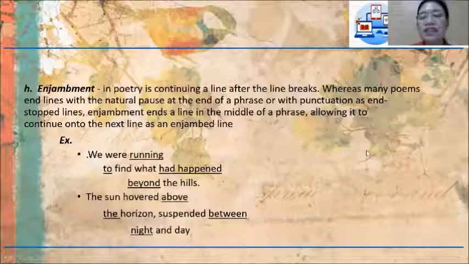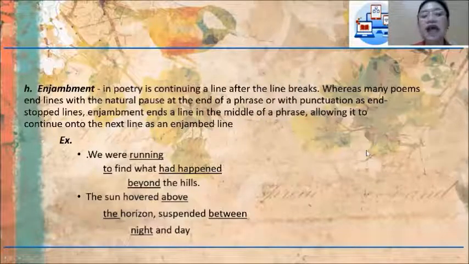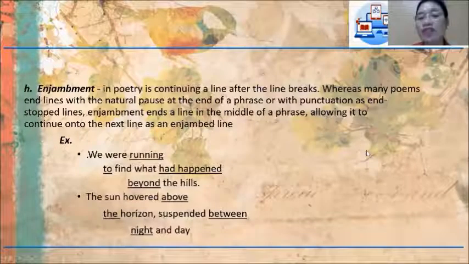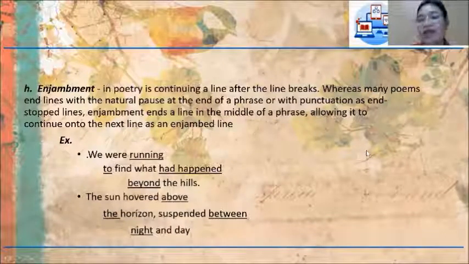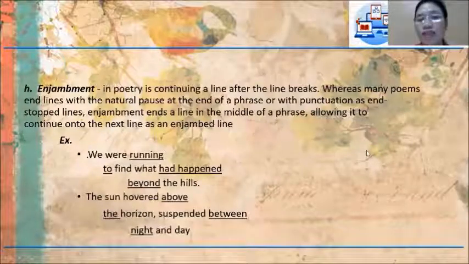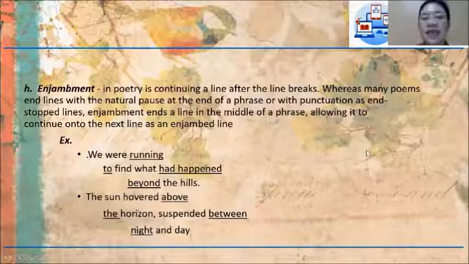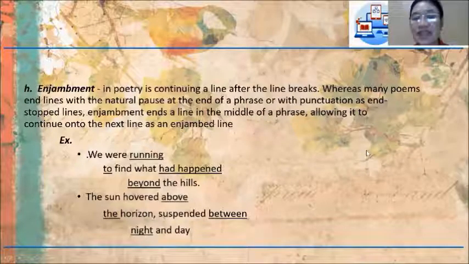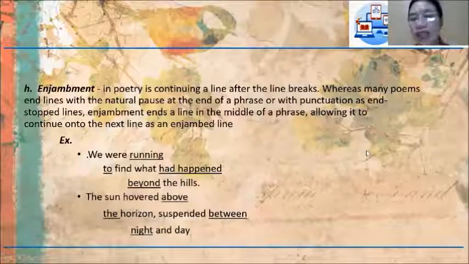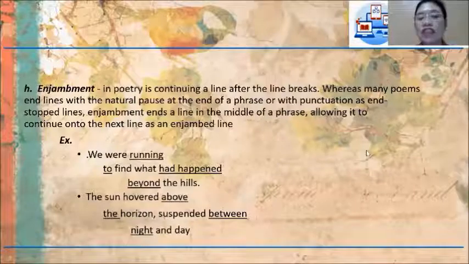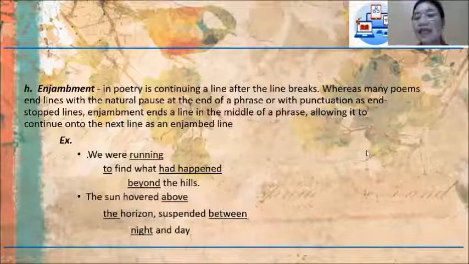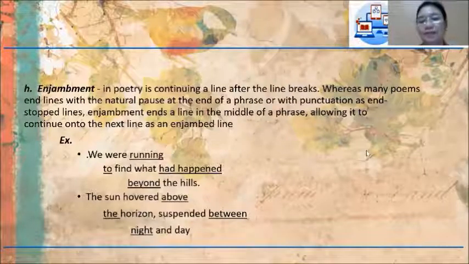And then the last one, we have enjambment in poetry. In poetry, it is continuing a line after the line breaks. Whereas many poems end lines with a natural pause at the end of a phrase, which function as end stop lines, enjambment ends a line in the middle of a phrase, allowing it to continue onto the next line as an enjambed line.